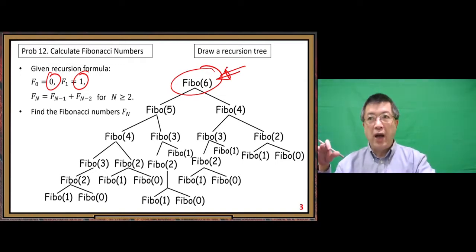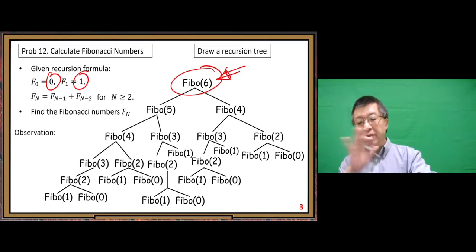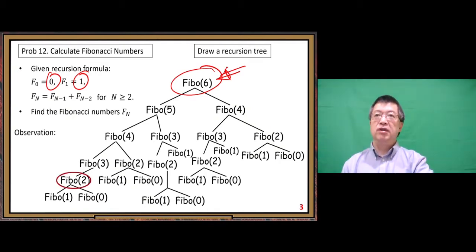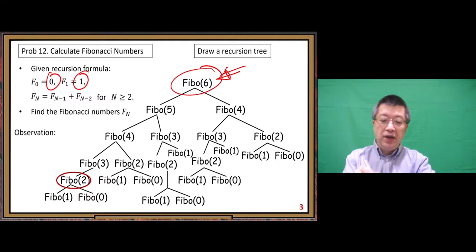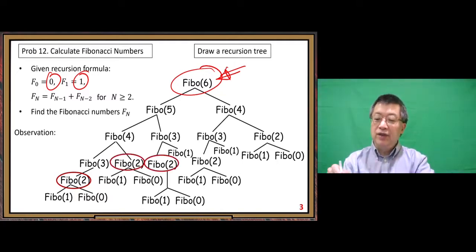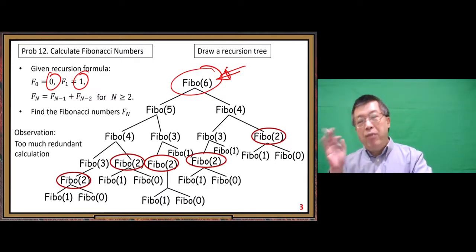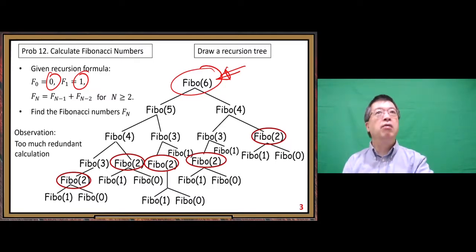Here, I just pointed out when we do the observation, we find a lot of redundant calculation. Look at fib of 2. You do it here, then you do it in another place, right? Fib of 2, you calculate in many places. Why do you need to calculate so many times? That's the redundant calculation. That problem makes the whole algorithm not efficient.